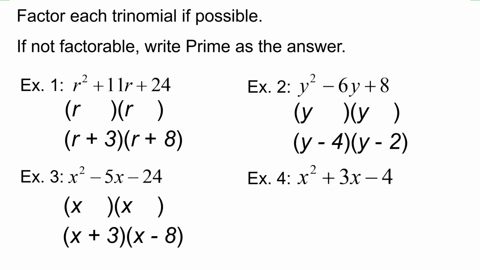And last but not least, we start with our setup, x and x. And what times what is negative 4, but when added together is positive 3? Absolutely, that is fantastic. That's going to be x plus 4 and x minus 1, because 4 times negative 1 is negative 4, and 4 minus 1 is positive 3.